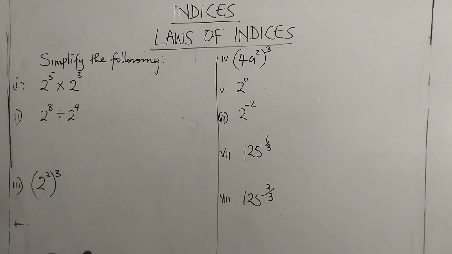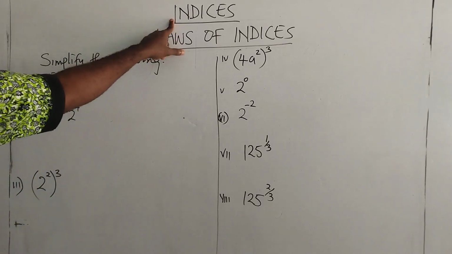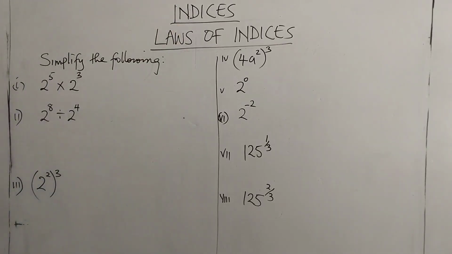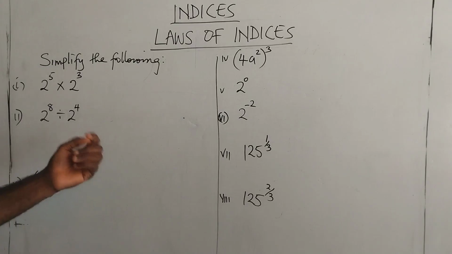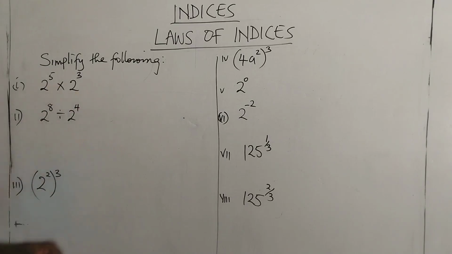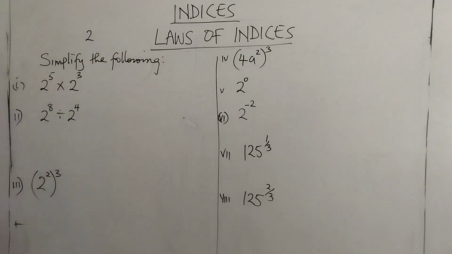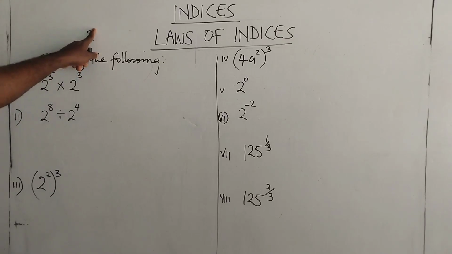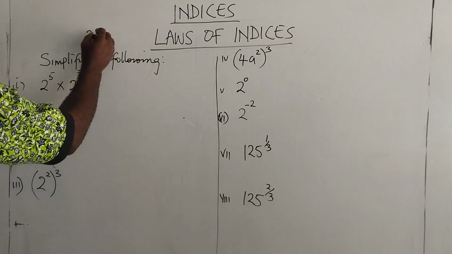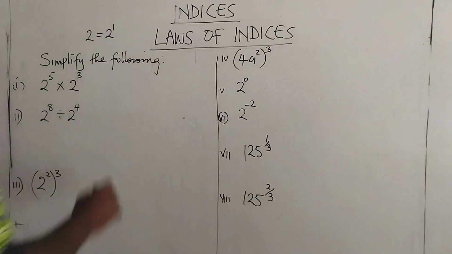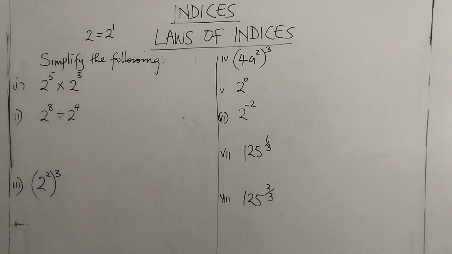Now, in mathematics, any number written without a visible index, because indices is the plural of index, the index is assumed to be 1. For example, if I write 2 without any index, it is the same thing as writing 2 raised to power 1. So any number without a visible index, the index is 1.